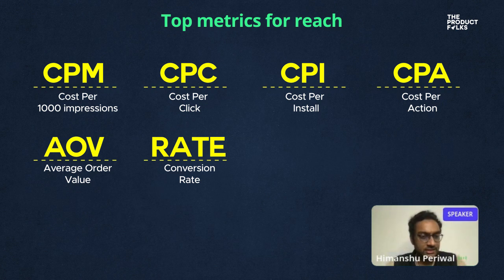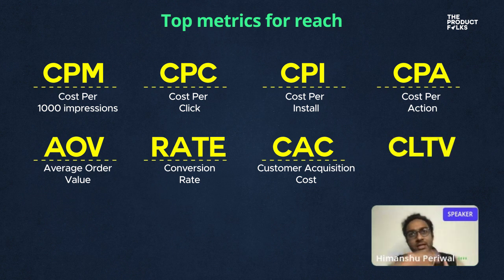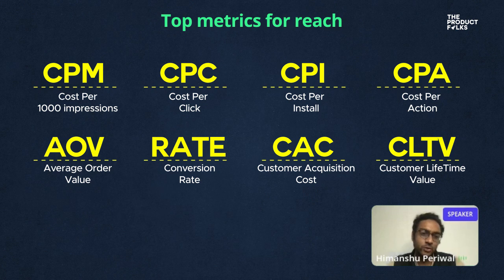And then there is CAC and CLTV. So customer acquisition cost is the total cost to acquire a paid customer, and customer lifetime value is, let's say you've acquired a customer and the customer, for a lifetime of 1 year, 2 years, 5 years, whatever, purchases the product 5 times, right? And the average order value is 1,000 rupees. So the CLTV will become 5,000 because the customer has purchased 5 times. So you do 1,000 multiplied by 5.